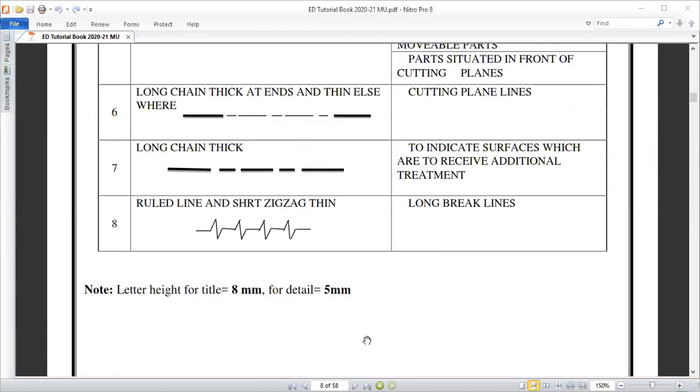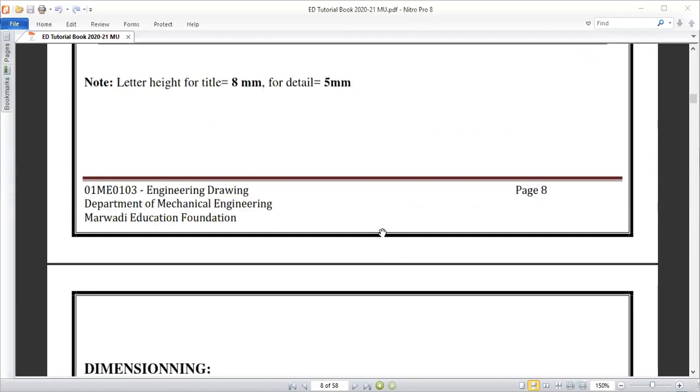So you are instructed to look at that particular table. So this is all about the table.